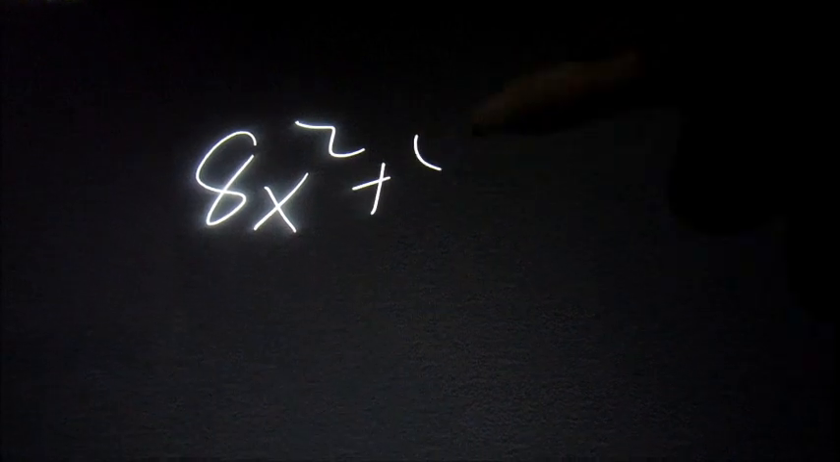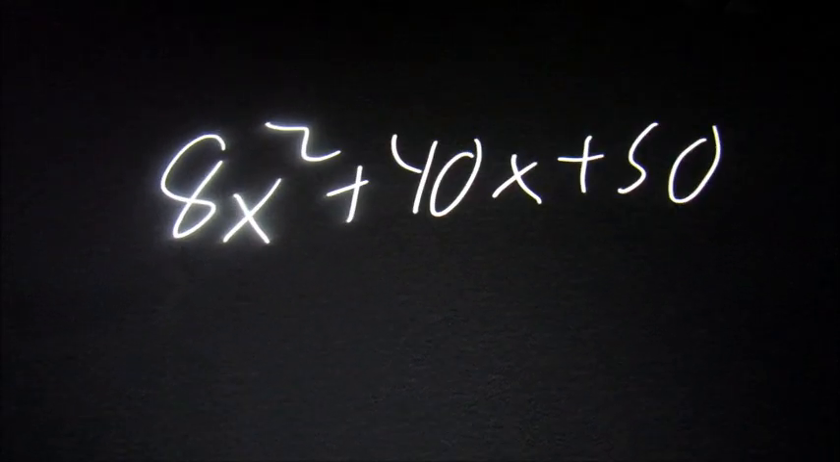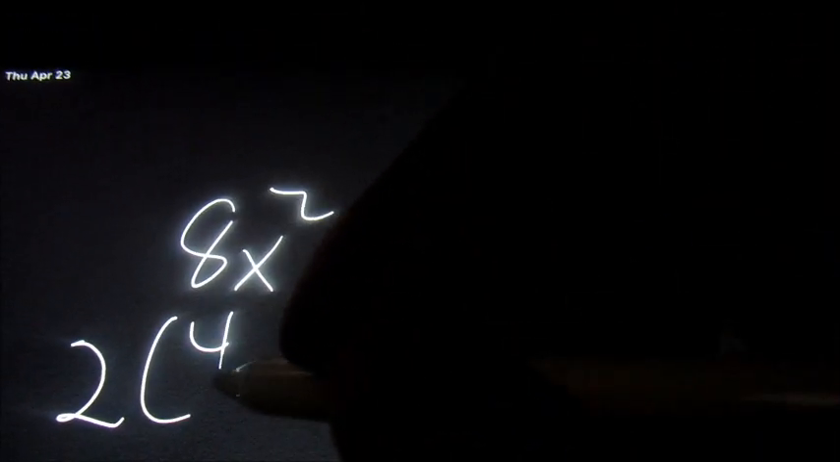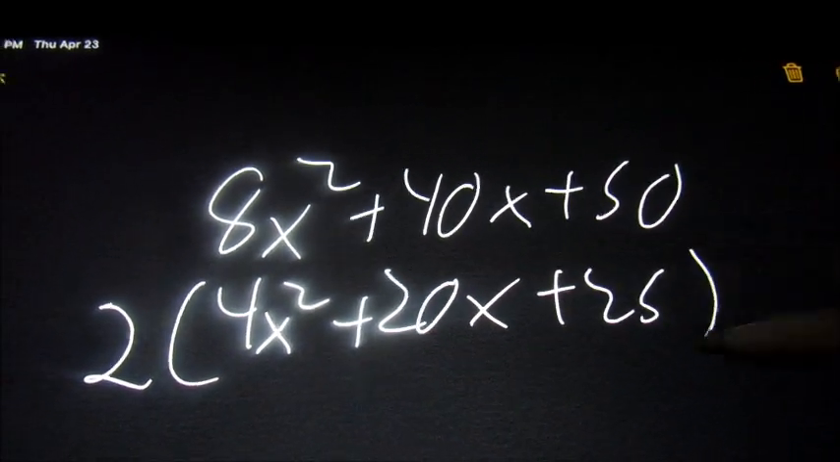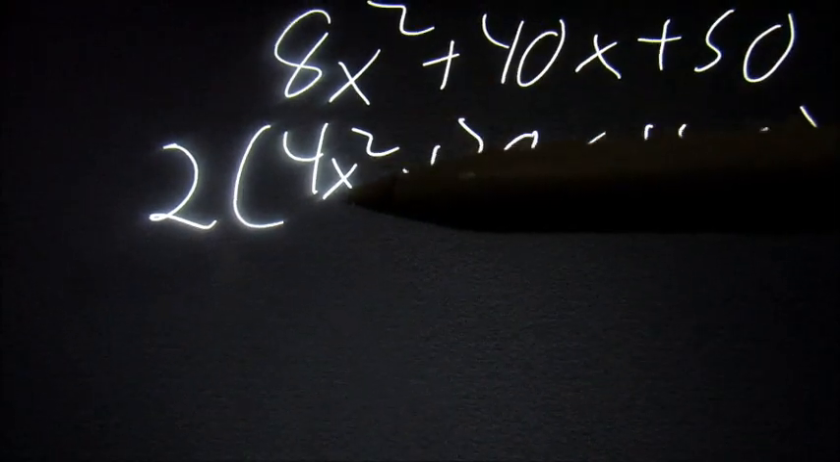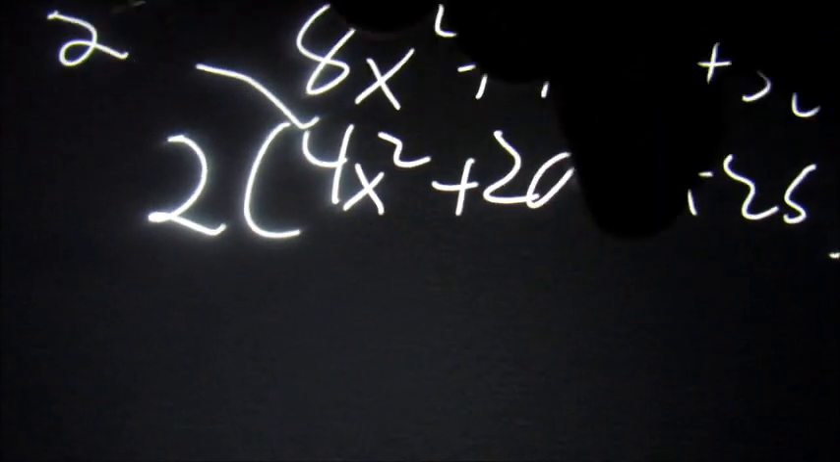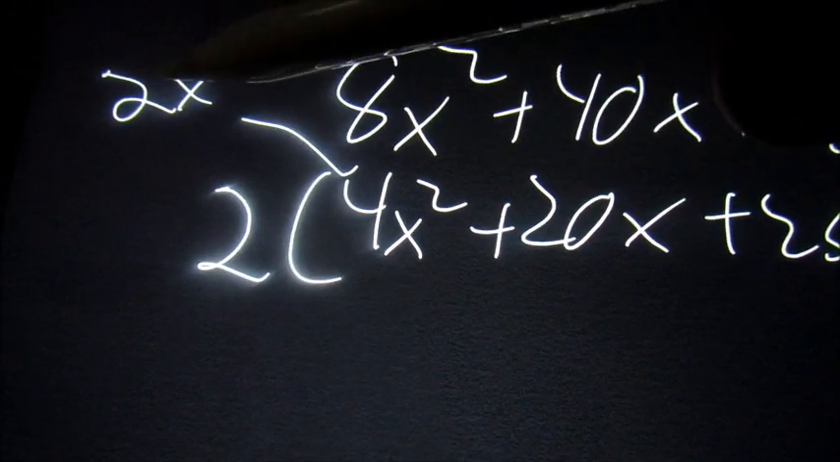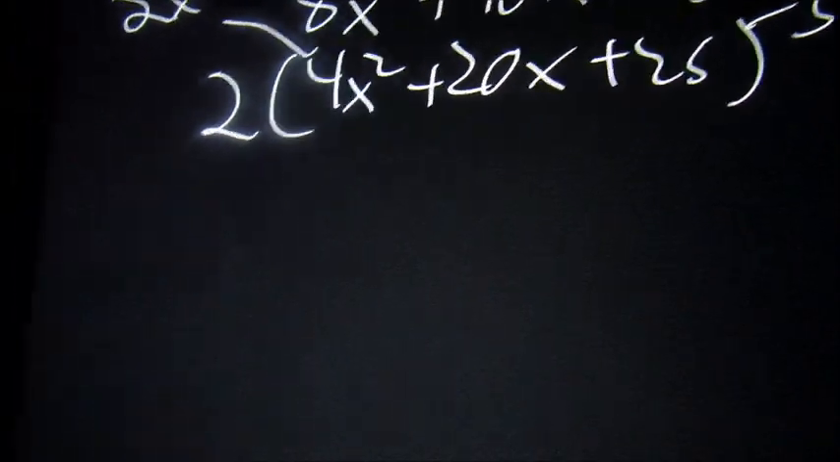Then let's say that we have 8x squared plus 40x plus 50. Okay, here, 8 isn't a perfect square, neither is 50, but if you notice, all these are even numbers, so we can factor out a 2. When we do that, we're left with 4x squared plus 20x plus 25. And now we have a perfect square here and a perfect square here. Square root of 4x squared is 2x. Square root of 25 is 5. 2 times 2x is 4x, times 5 is 20x. So that inside here is a perfect square trinomial.